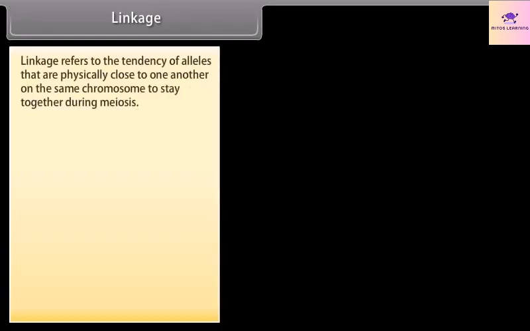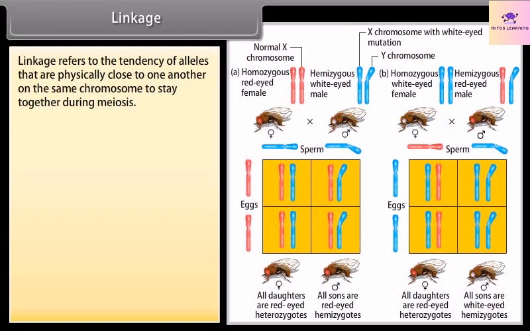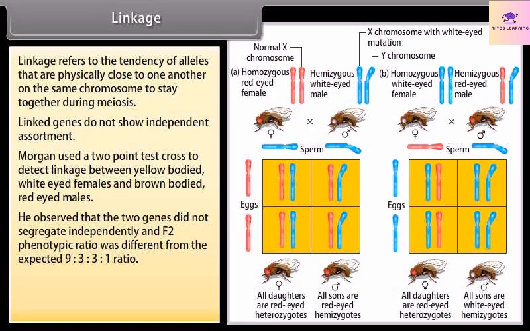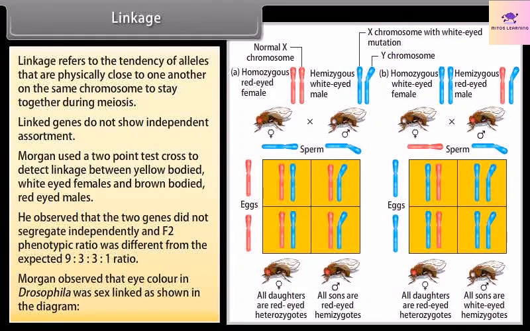Linkage. Linkage refers to the tendency of alleles that are physically close to one another on the same chromosome to stay together during meiosis. Linked genes do not show independent assortment. Morgan used a 2-point test cross to detect linkage between yellow-bodied, white-eyed females and brown-bodied, red-eyed males. He observed that the two genes did not segregate independently and the F2 phenotypic ratio was different from the expected 9:3:3:1 ratio. Morgan observed that eye color in Drosophila was sex-linked as shown in the diagram.